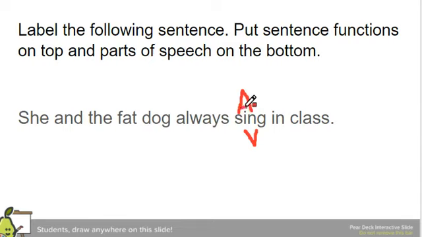Can you guys hear that lawnmower out there? Just add a little bit of listening pleasure to your grammar, right?